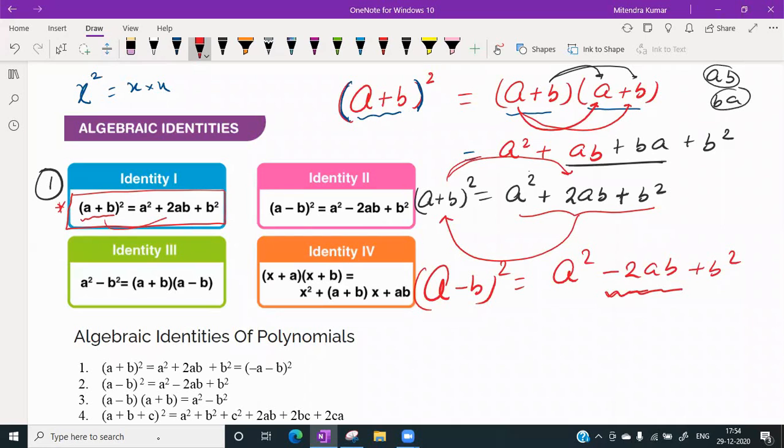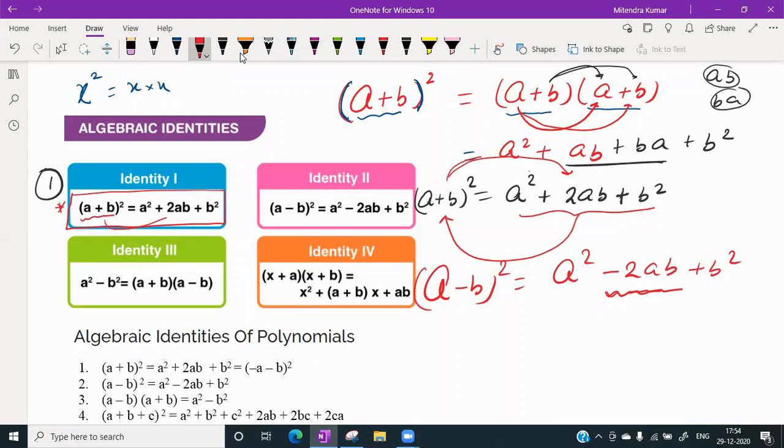Third, write down the third identity: a square minus b square is equal to (a minus b)(a plus b). So if anywhere it is written like this, you can write it in this form. You can interchange them. So this is very, very important. And the fourth one is this one.